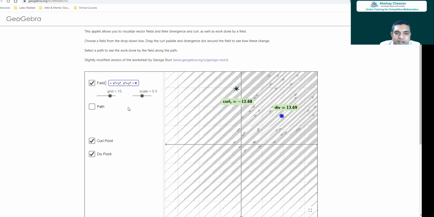Now this vector field x square plus y square and x square plus y square. Now the divergence is changing. Divergence is 0 at the origin. At all other places, the divergence is negative. In this region, the divergence is positive of the field. Curl, negative. At some points, it will be 0. Maybe along a particular line, it may be 0, is what I feel. Along y equal to x, I think it's 0.